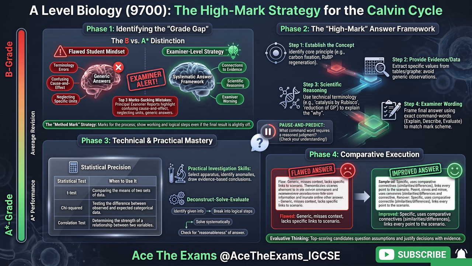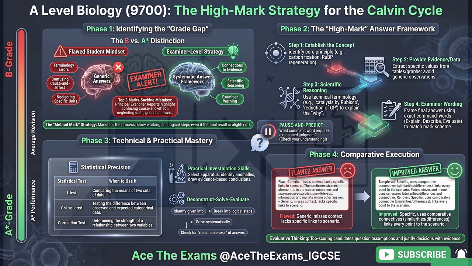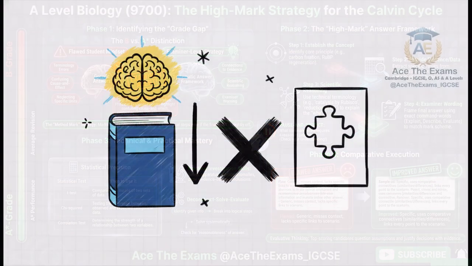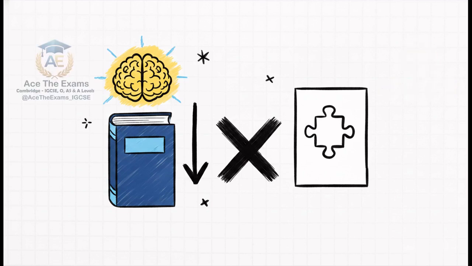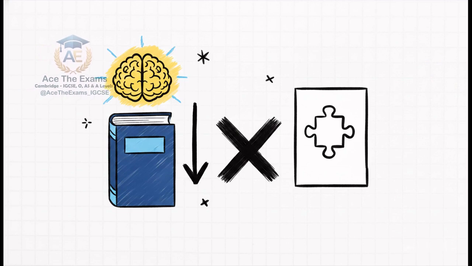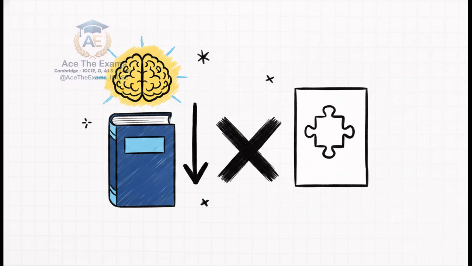Picture this. You've got a beautifully memorized, textbook-perfect explanation of the Kelvin cycle ready to go, but it actually costs you the A star. No way, right? Well, yeah, you can have every single biological definition memorized flawlessly. But if you just offer up a generic explanation, instead of linking your knowledge to the specific data in your exam paper, you're going to lose critical marks before you even finish that first sentence.